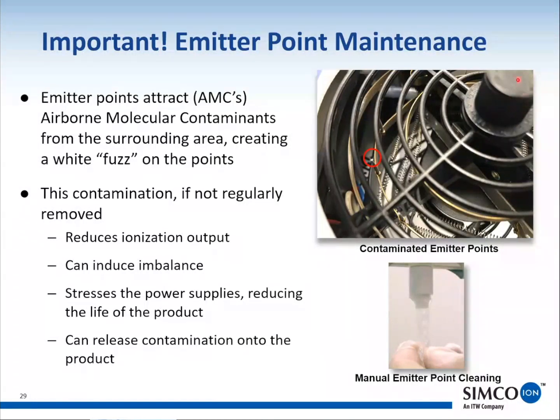This particular ionizer, as do many of our ionizers, has a little brush knob on the front. So cleaning the emitter points is very, very easy to do. You just spin them, and there's a spring that pulls it back. The little brush runs around and cleans those emitter points off. These little fuzz balls come from, again, the condensation of airborne molecular contaminants. They need to be cleaned off regularly. The longer they're on there, the harder they are to get off.